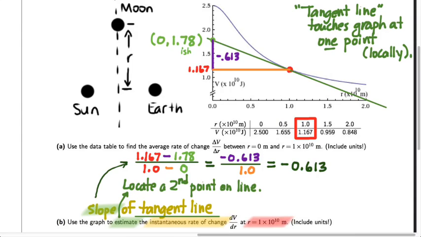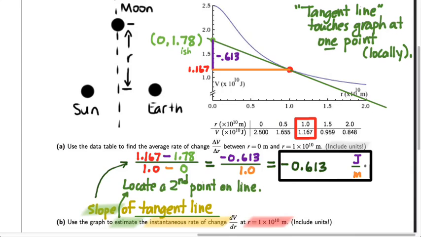At least it's our estimate for the instantaneous rate of change at the point r equals 1 times 10 to the 10th meters. What are the units? Well, again, this is still a slope, just like it was when we talked about the average rate of change. So its units are the vertical units on this graph divided by the horizontal units on this graph, 10 to the 10th joules divided by 10 to the 10th meters, which simplifies again to joules per meter. So this number, negative 0.613 joules per meter, is our estimate for the instantaneous rate of change of potential energy with respect to distance at r equals 1 times 10 to the 10th meters.